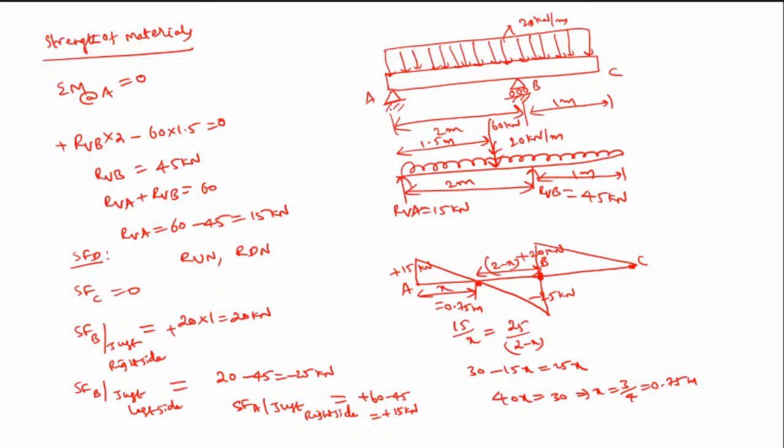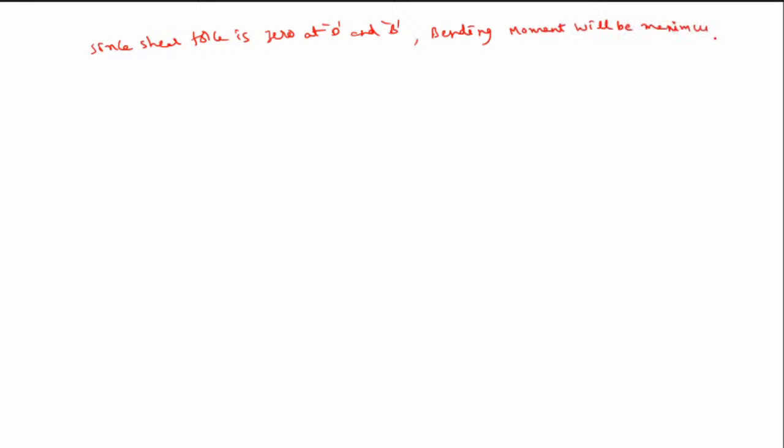So the bending moment will be maximum either, let us say this point is D, this point is B. Since shear force is zero at D and B, the bending moment will be maximum at B and D. First we will calculate the bending moment at B.